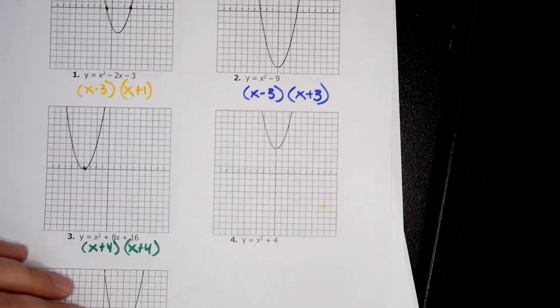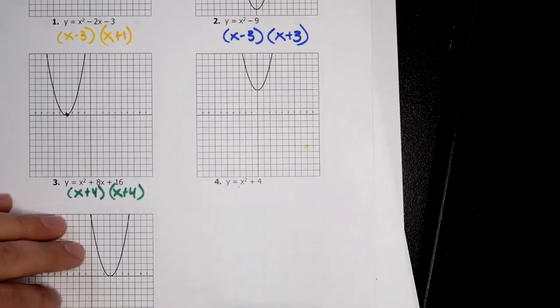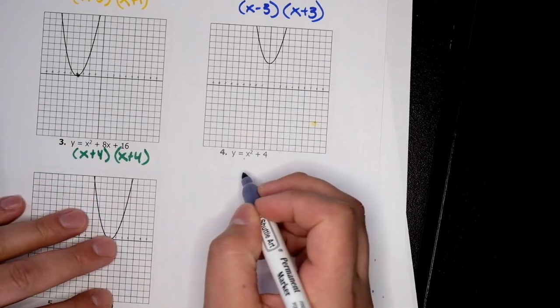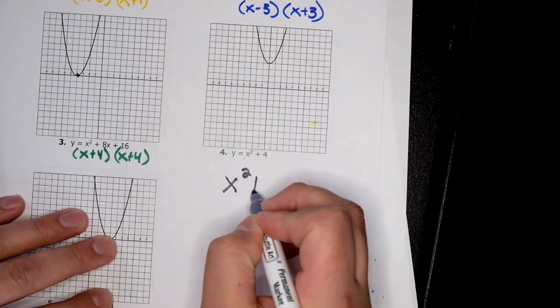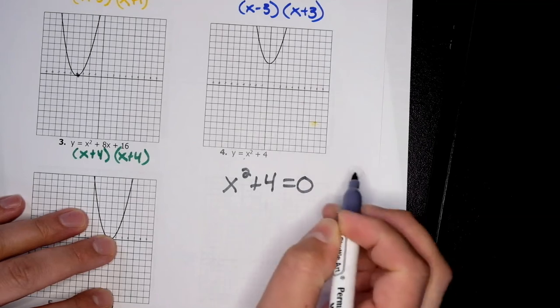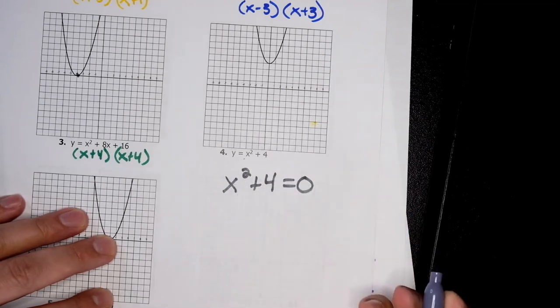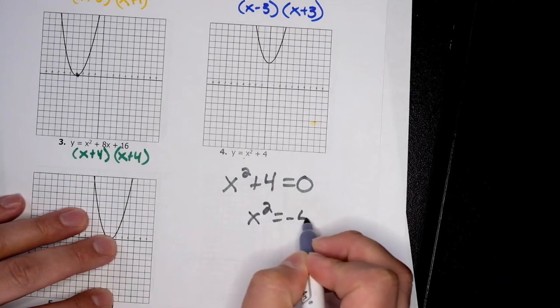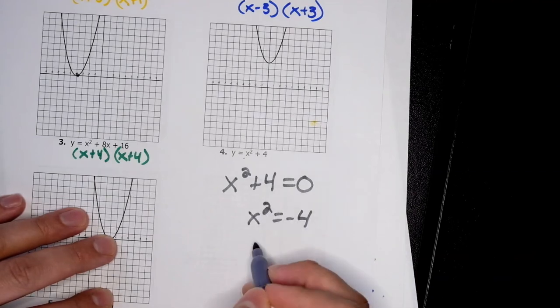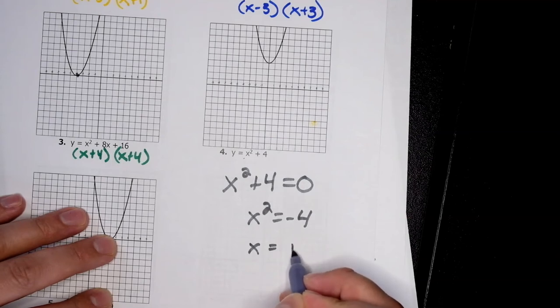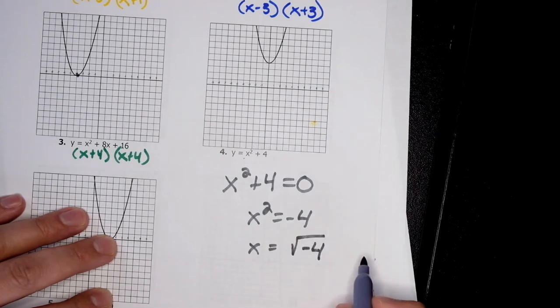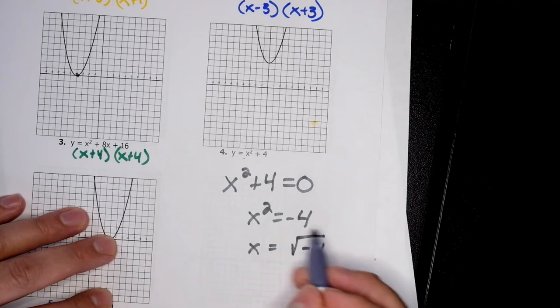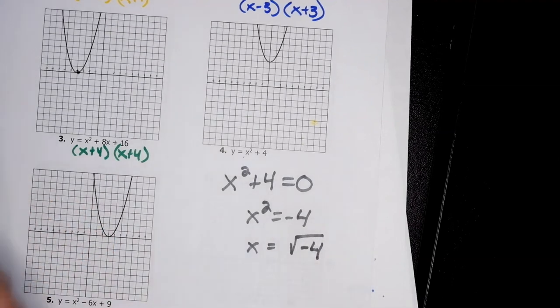Let's see what happens if we set this function equal to 0. I know it didn't factor, but let me just set that function equal to 0. What x value will make the whole function equal to 0? If I subtract 4 from both sides, I get x squared equals -4. Square root both sides to get x by itself, and I get x equals the square root of -4. Now we don't have a real number, because we can't take the square root of a negative number. We're getting into imaginary numbers, and we're not dealing with that right now.